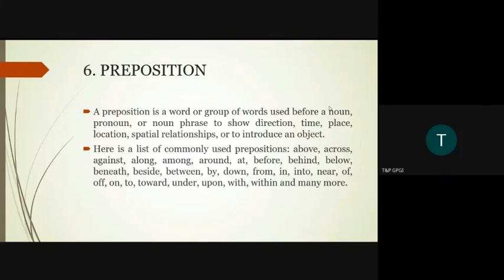So the most commonly used prepositions, if I give you some examples, are above, across, against, along, among, around, at, before, behind, below, beneath, beside, between, by, down, from, in, into, near, off. There's a difference between "of" and "off". Then on, to, towards, under, upon, with, within, and the list goes on. There are so many prepositions out there.